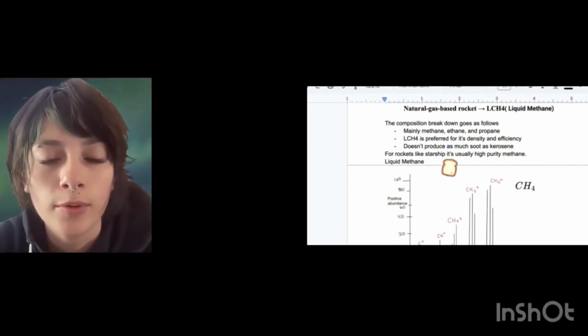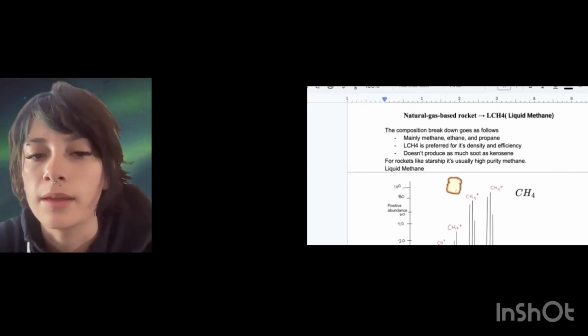Gas-based rockets use liquid methane, so the compounds are methane and propane. The liquid methane is for efficiency, and for rockets they usually use hydrogen or methane. So you'll see a lot of things being used in the composition.